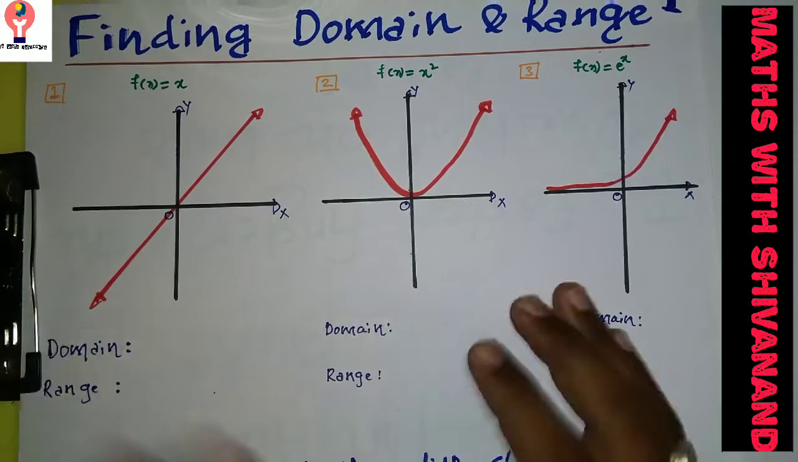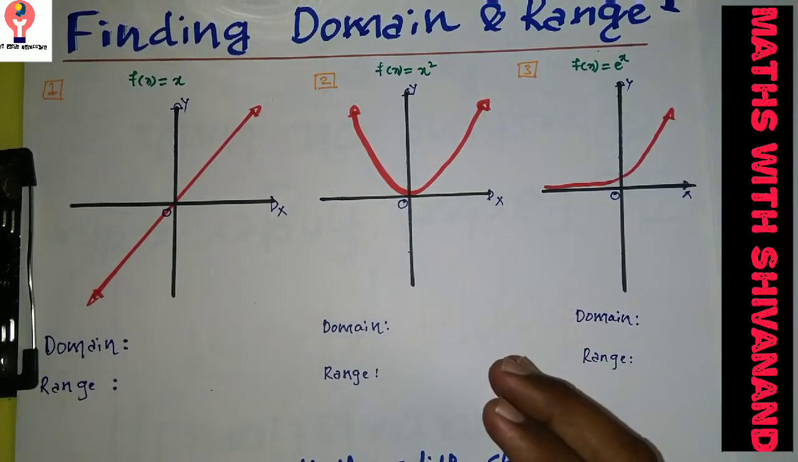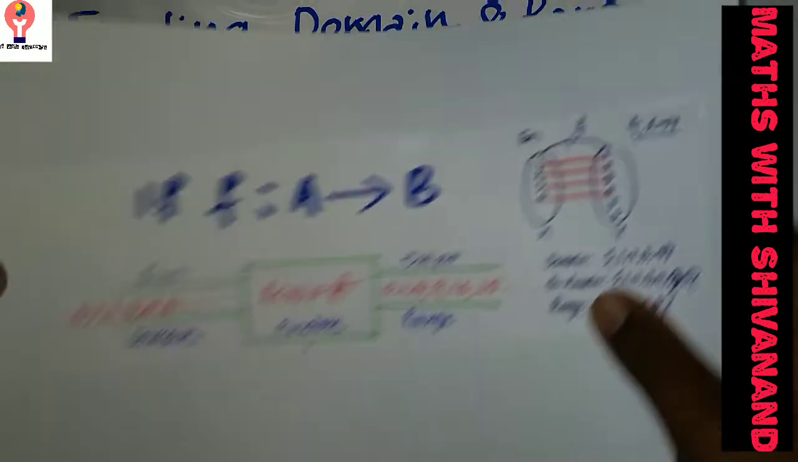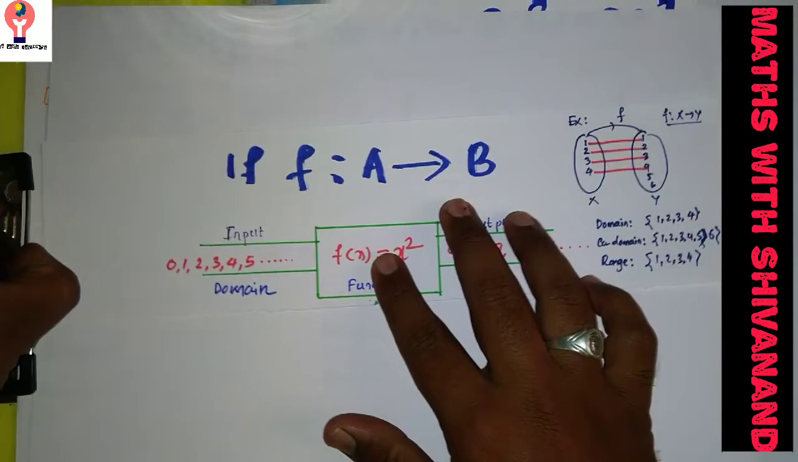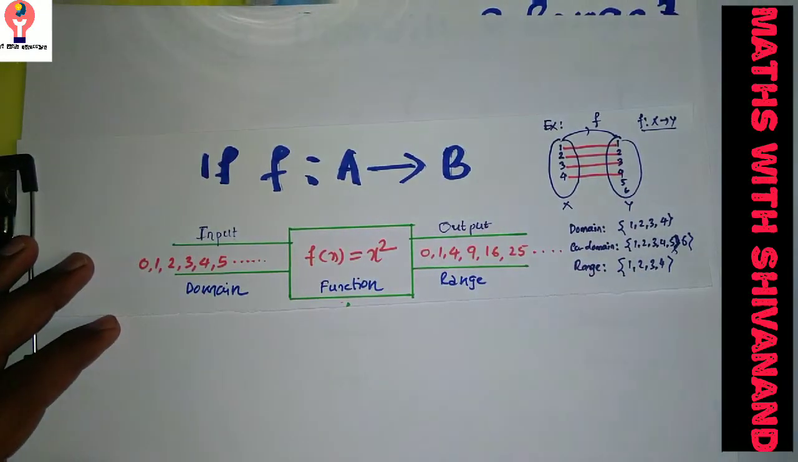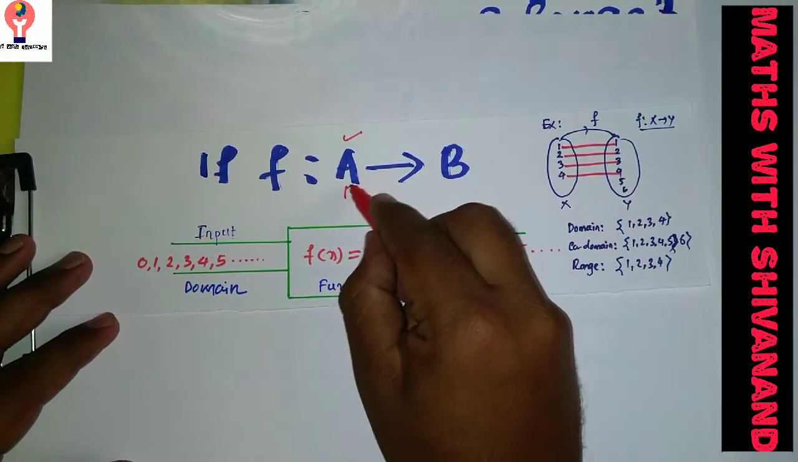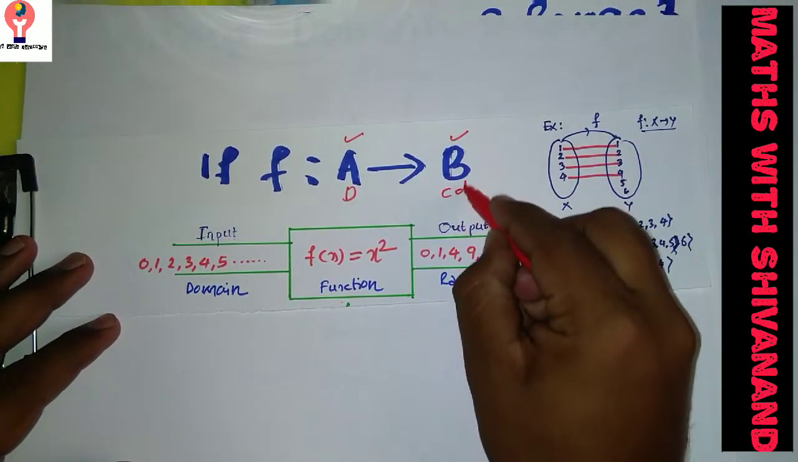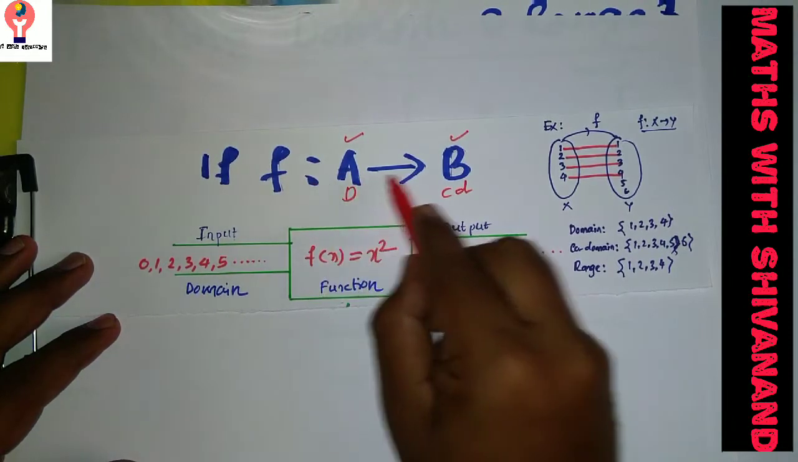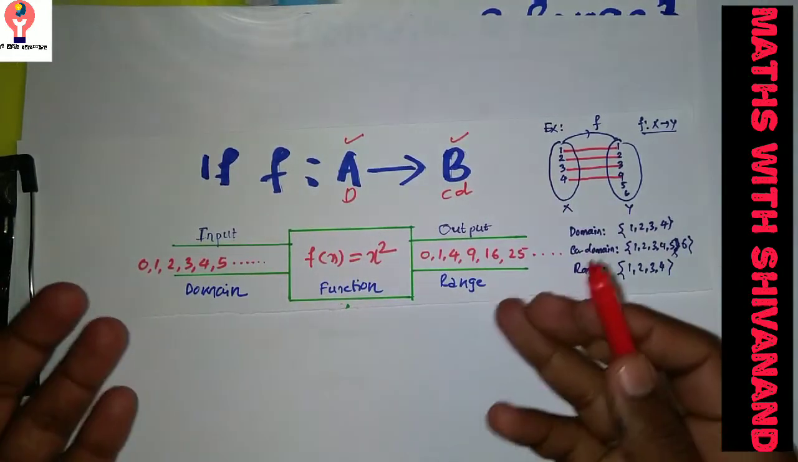Before actually getting into domain and range, let me explain what domain and range are in a short span of 1 minute. Listen, students: if f is a function from A to B, the set A is called the domain and the set B is called the codomain. Your function is mapping from A to B. Then what actually is a function?